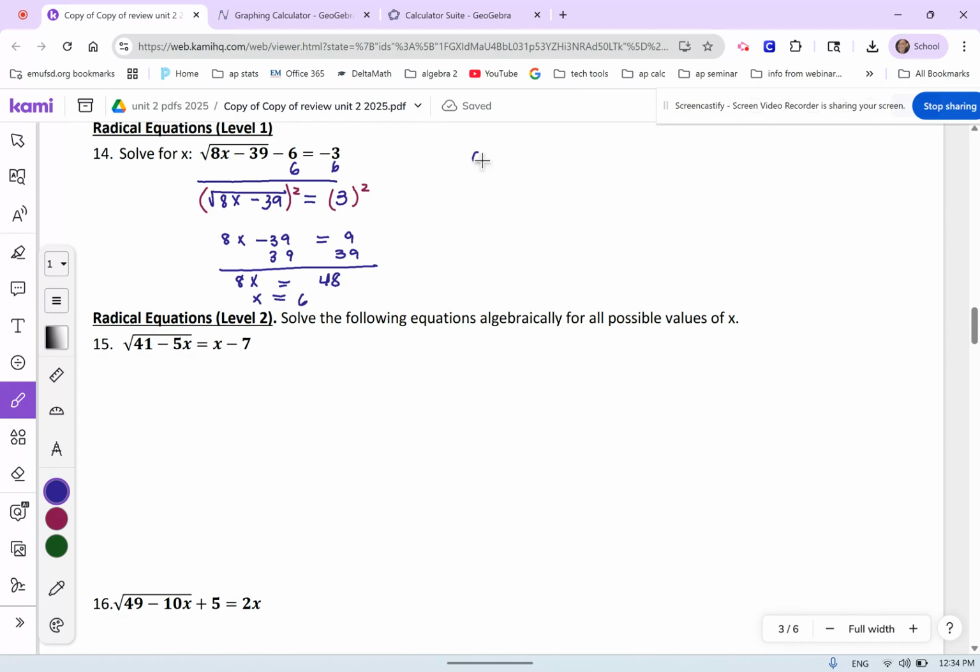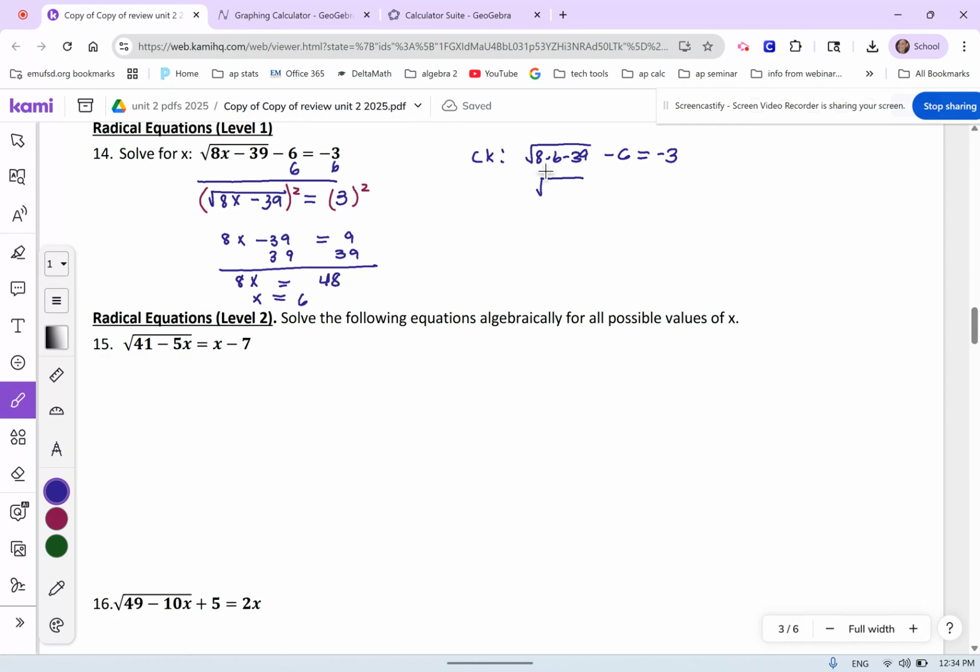It's really important with radical equations to check your answers. If you have time, all equations should be checked, but it's imperative in radical equations. And that's because sometimes you end up with extraneous roots, due to the technique that we use.